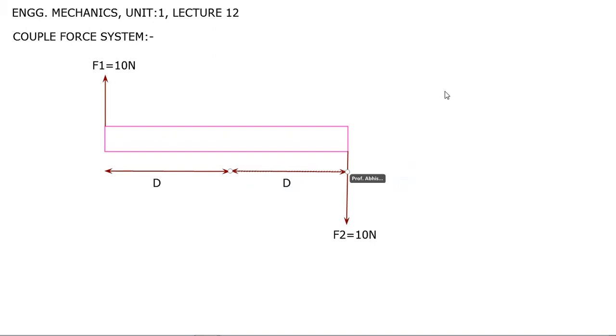Now here you can calculate the couple force from this given diagram as couple C is equal to one of your forces, that is capital F. Either you can take F1 or F2, both are having the same magnitude, right? Either you can take F1 or you can take F2.